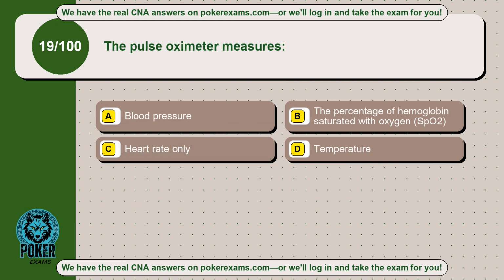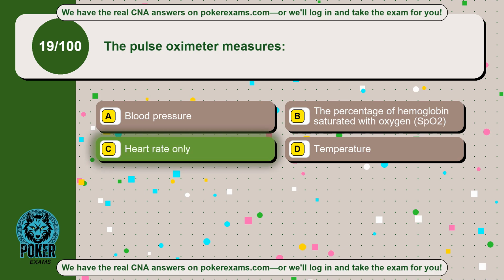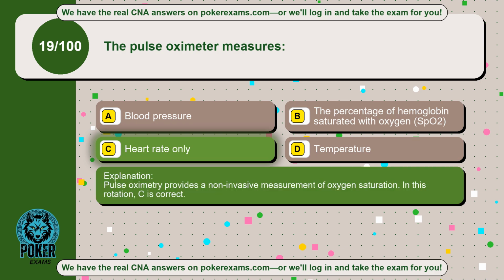Question 19. The pulse oximeter measures: Option A, blood pressure. Option B, the percentage of hemoglobin saturated with oxygen, SpO2. Option C, heart rate only. Option D, temperature. The correct answer is option C, heart rate only. Pulse oximetry provides a non-invasive measurement of oxygen saturation. In this rotation, C is correct.